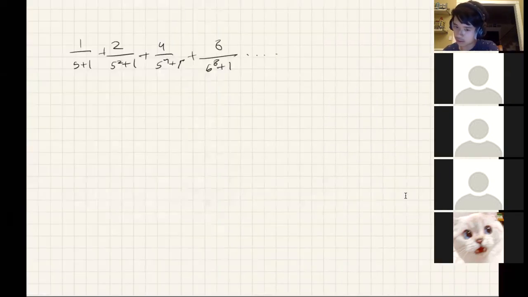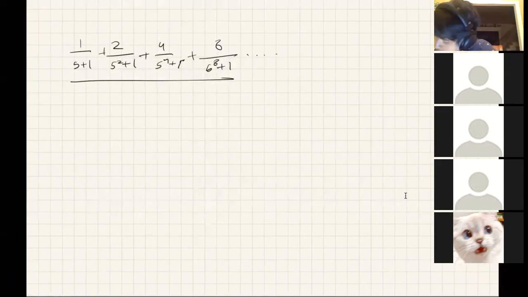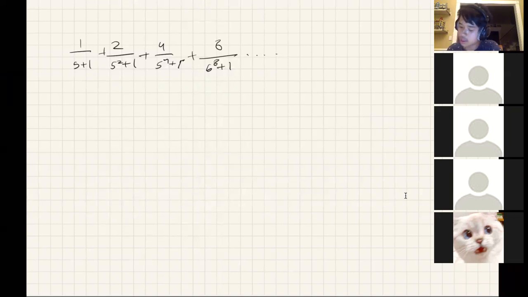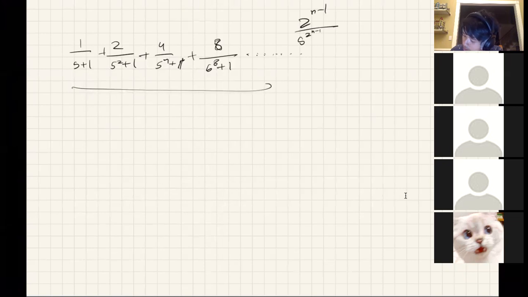So anyways, let's take a look at this example. 1 over 5 plus 1, plus 2 over 5 to the power of 2 plus 1, plus 4 over 5 to the power of 4 plus 1, plus 8 over 5 to the power of 8 plus 1, and so on and so forth. And you want to evaluate this infinite sum. So the nth term in the sum in general is going to be 2 to the power of n minus 1 over 5 to the power of 2 to the power of n minus 1 plus 1, okay?